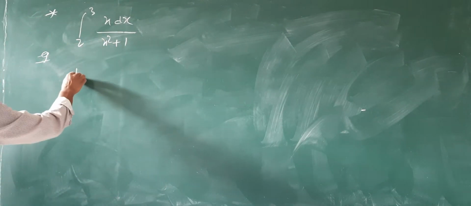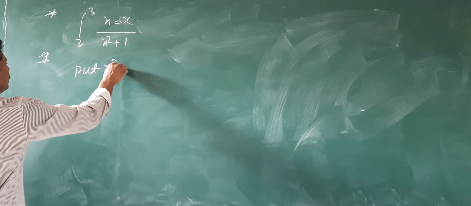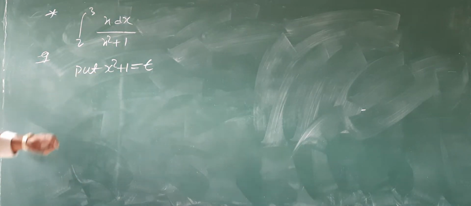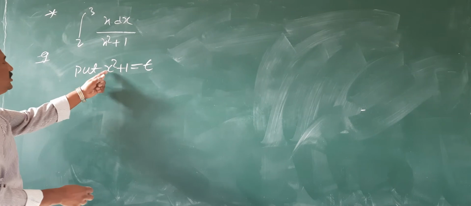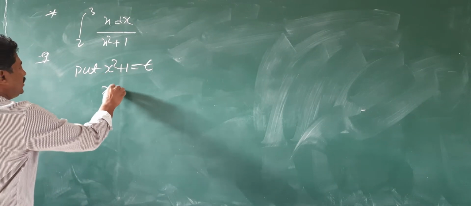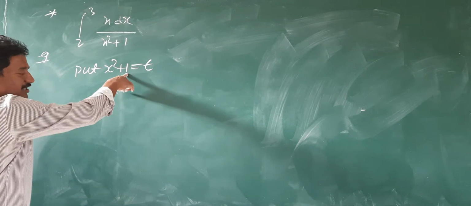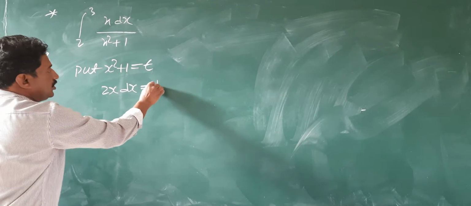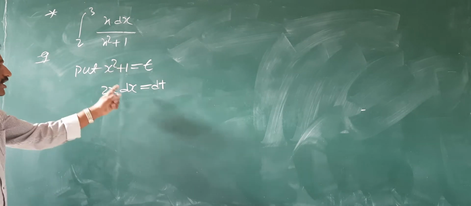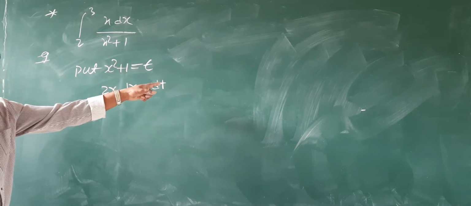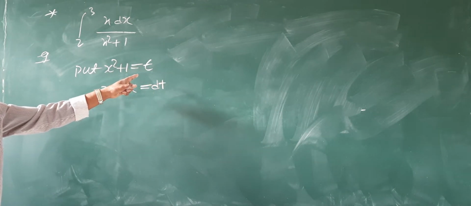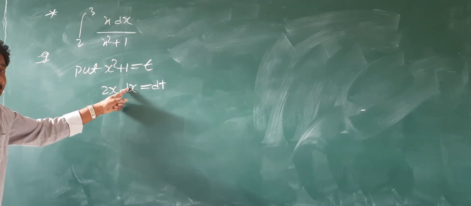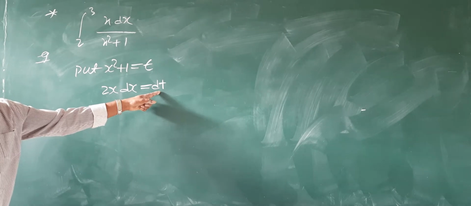Put x square plus 1 equals t. Differentiate this. The differentiation of x square is 2x, and of 1 is 0. On the x side you write dx. Write dx where there is x, and dt where there is t. I hope you understood. The differentiation of x square is 2x dx, and of t is dt.